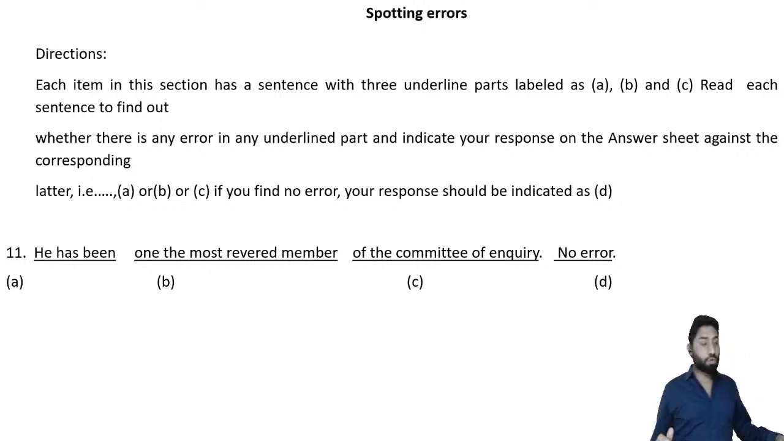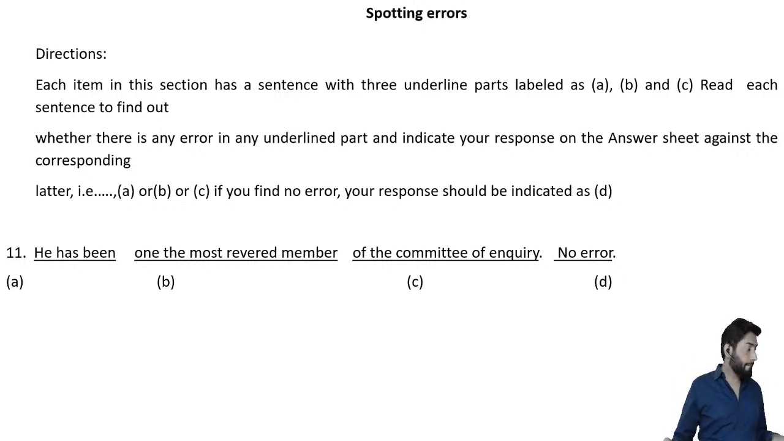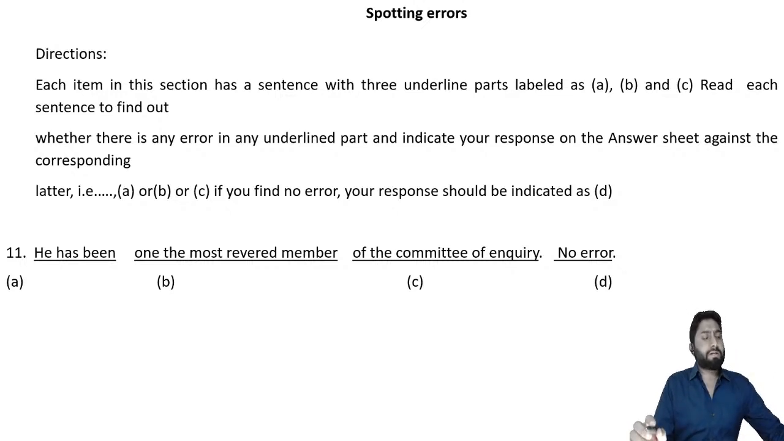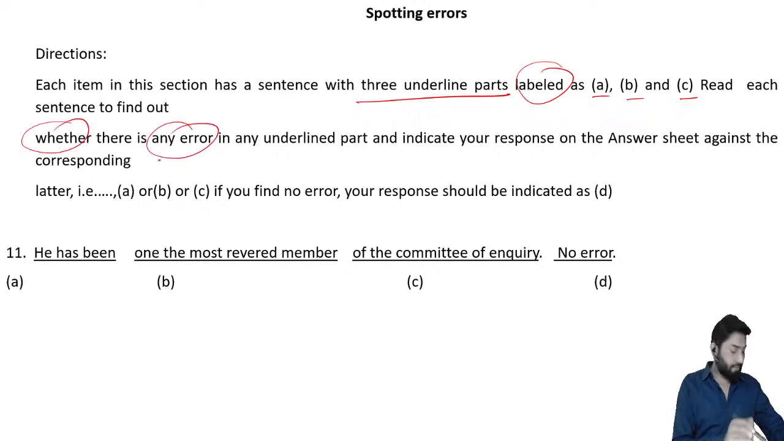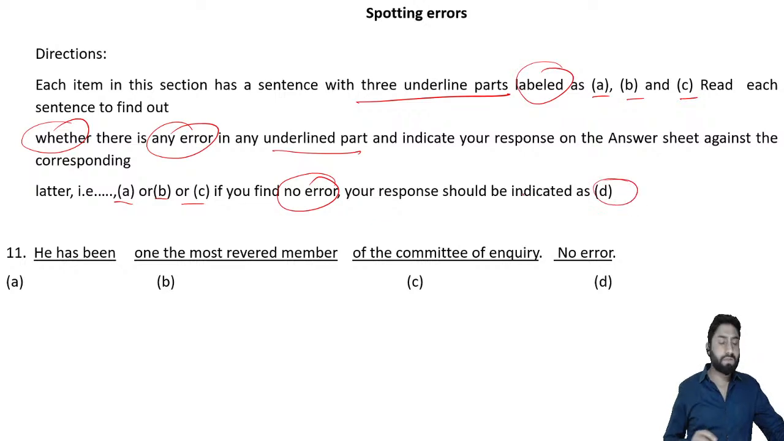Now, spotting the error. The very first question is, let's begin. So the instruction is the same. Each item in this section has the sentence with three underlined parts, labeled A, B, C. Read each sentence to find out whether there is any error in any underlined part, and indicate your response on the answer sheet against corresponding letters A, B, C. If no error, then mark D. That's the proper instruction in spotting the error questions.